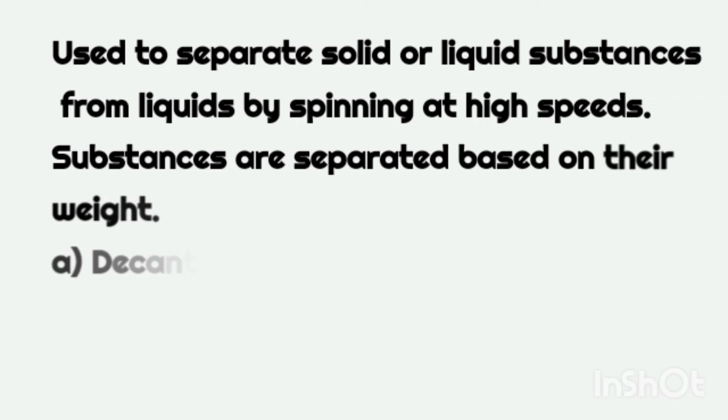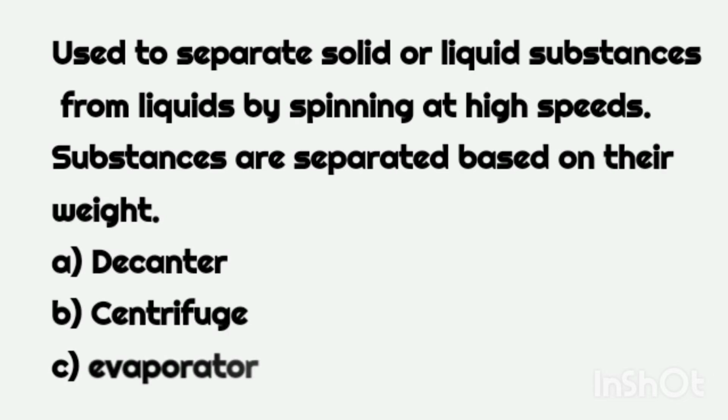Used to separate solid or liquid substances from liquid by spinning at high speeds. Substances are separated based on their weights. A, decanter, B, centrifuge, and C, evaporator. Yes, a centrifuge. A centrifuge uses the principle of spinning mixtures based on their weights. So that is what the centrifuge does.